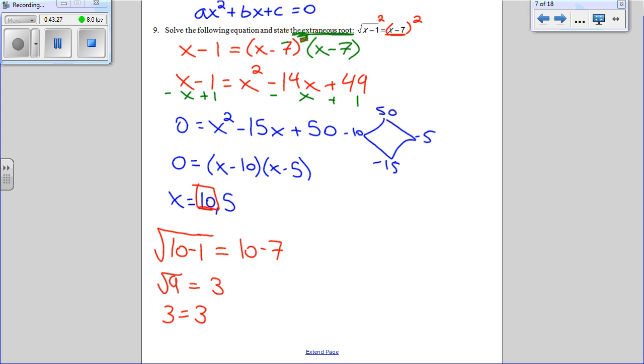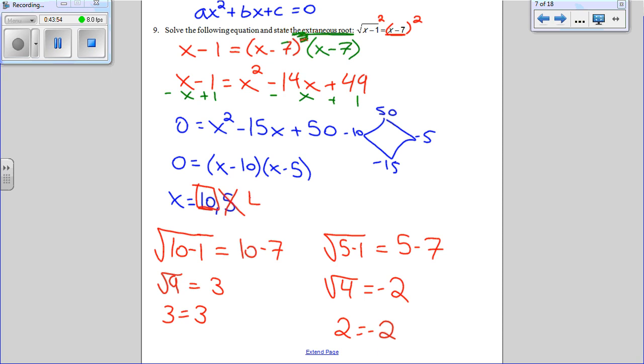If you try out the number 5, you're going to have the square root of 5 minus 1 equals 5 minus 7. 5 minus 1 is 4, so root 4 has to equal negative 2. But the square root of 4 equals positive 2, not negative. So that means 5 does not work, it's extraneous.